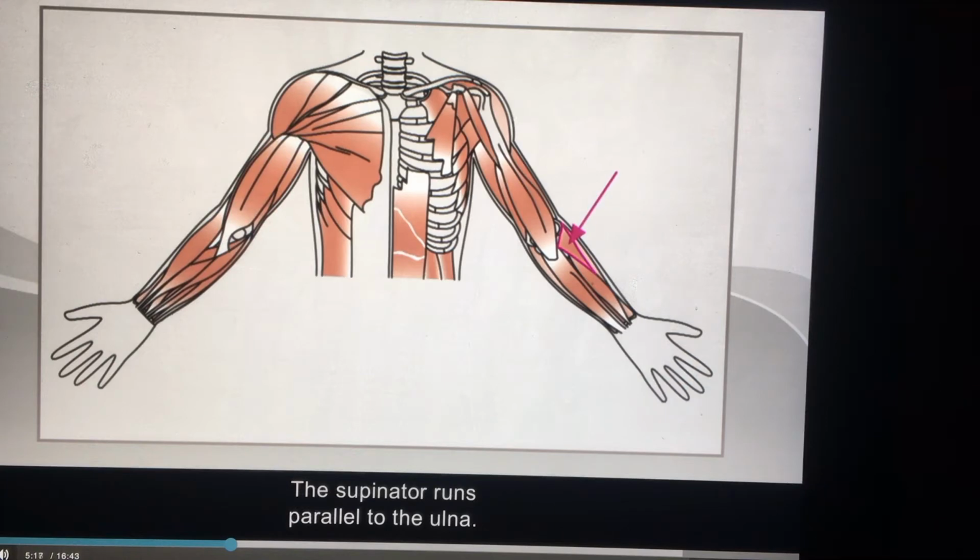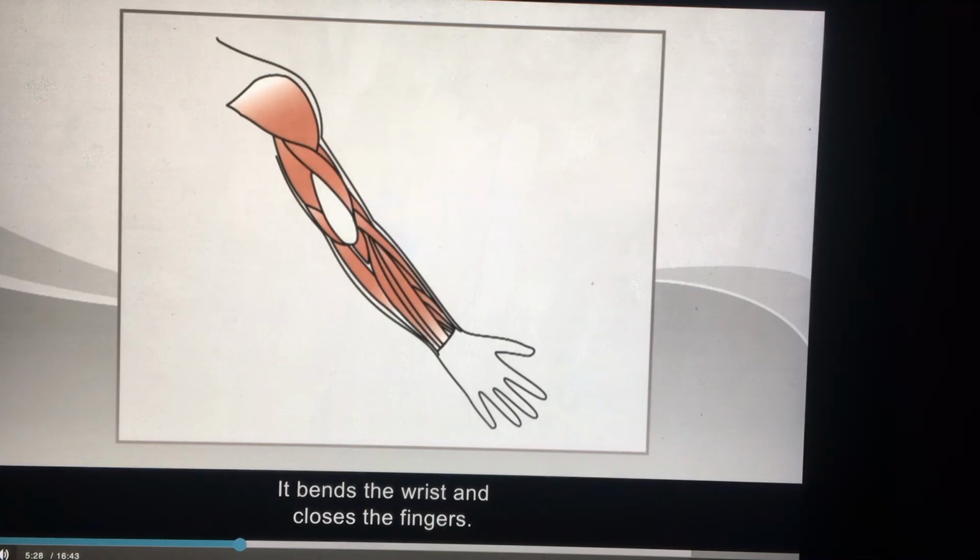The supinator runs parallel to the ulna. It turns the palm of the hand up. The flexor is found on the inside of the mid-forearm. It bends the wrist and closes the fingers. And on the inside of the mid-forearm is the extensor. This muscle straightens the fingers and wrists.